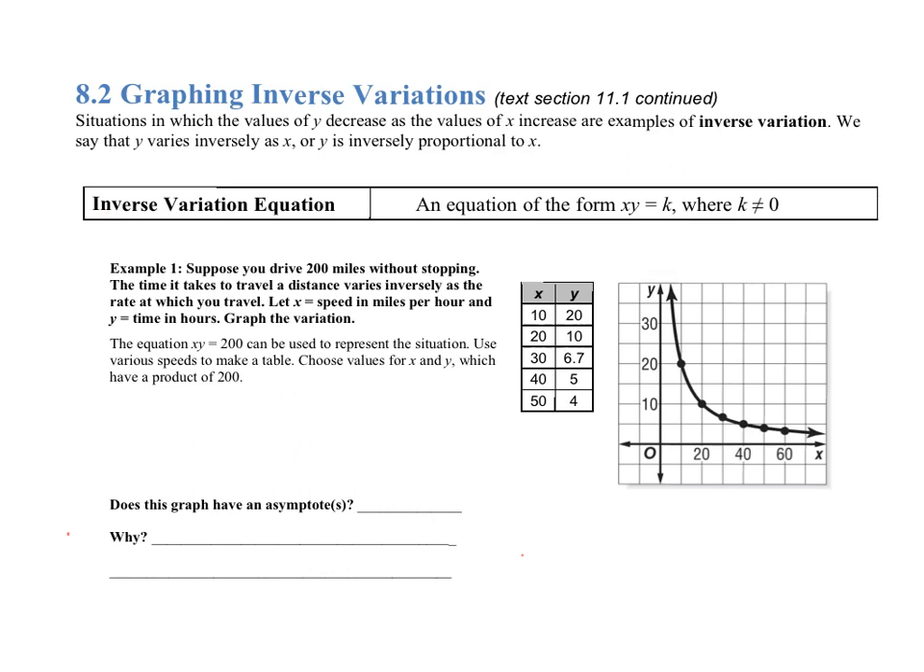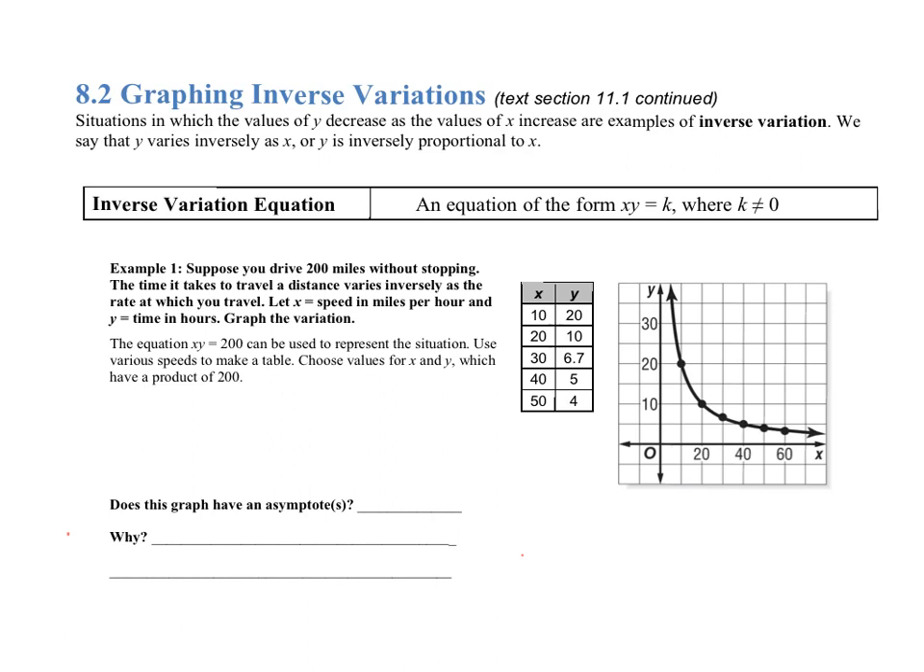Okay, so example 1, suppose you drive 200 miles without stopping. The time it takes to travel a distance varies inversely as the rate at which you travel. So we're going to let x equal speed in miles per hour, and y equal time in hours, and we're going to graph the variation.